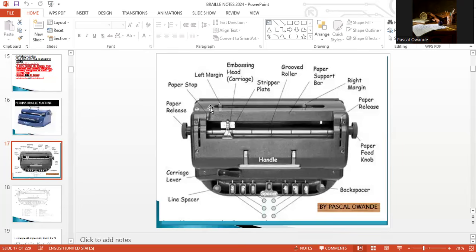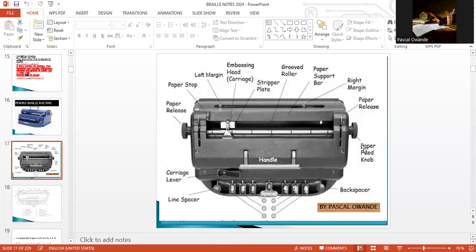The other one is called the paper release knob. We call them the ears of the Perkins machine, one on the left and another on the right. There are two paper releases, one here and another one here. The function of the paper release is to release the paper outside the machine.